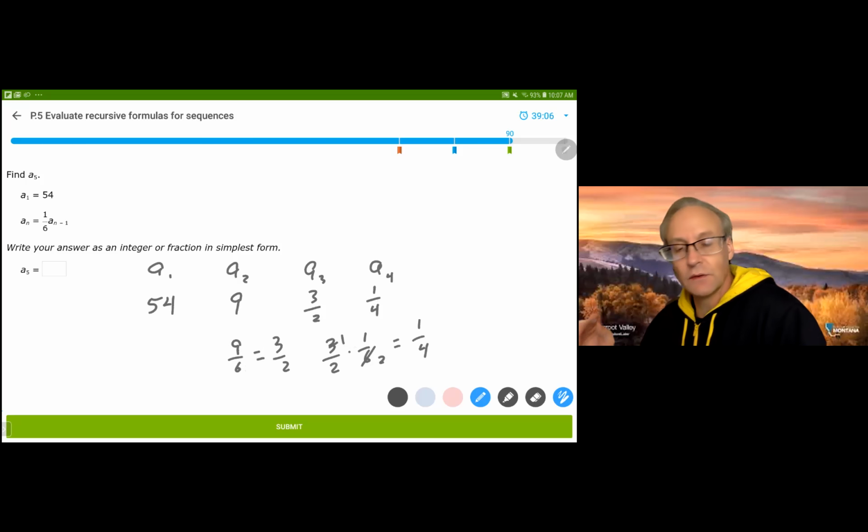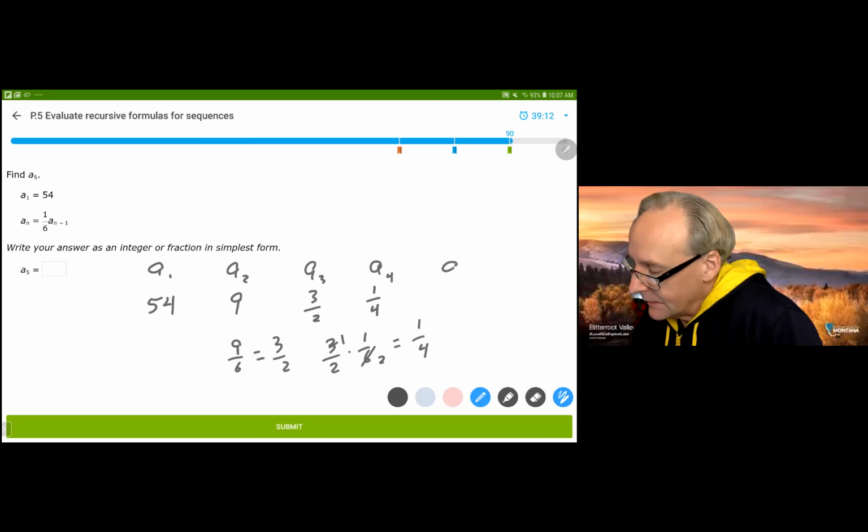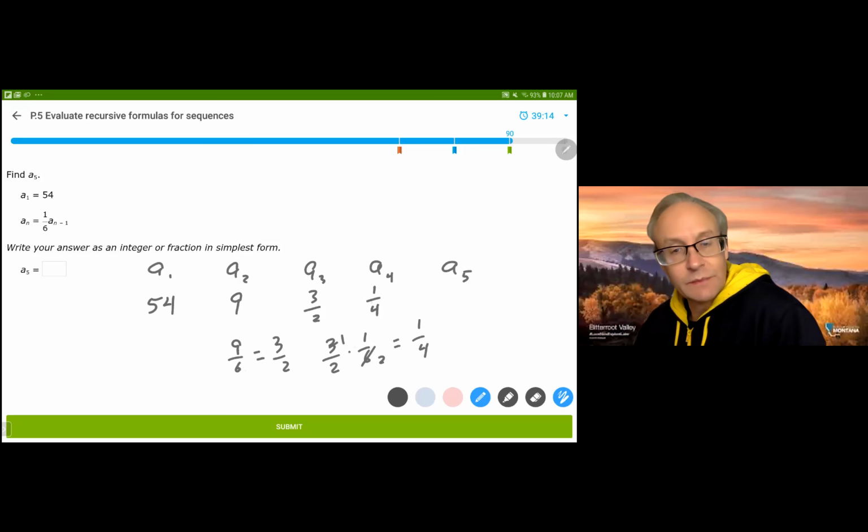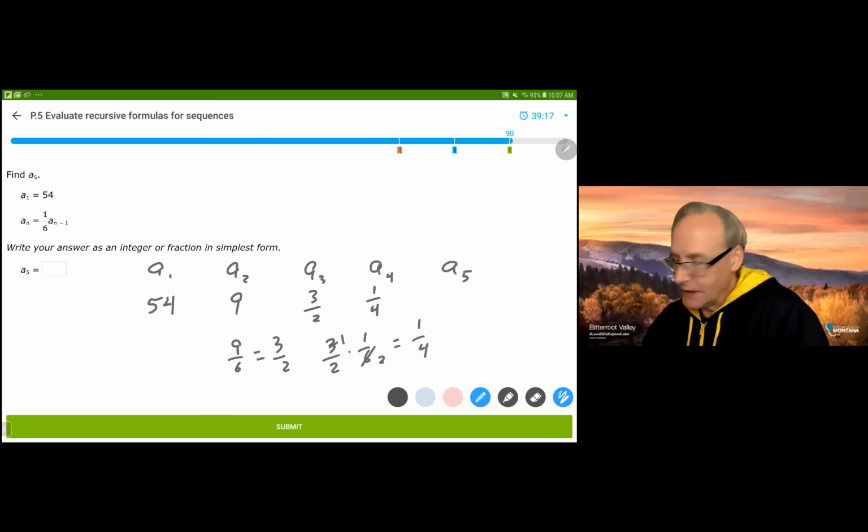I want you to notice that it's going down fairly quickly. We're getting smaller and smaller and smaller, and it's happening pretty quickly. Now I'm going to multiply by 1/6, and hopefully you can do that in your head. That's 1 over 24. And looks like we have them. And that's the one that we're interested in.